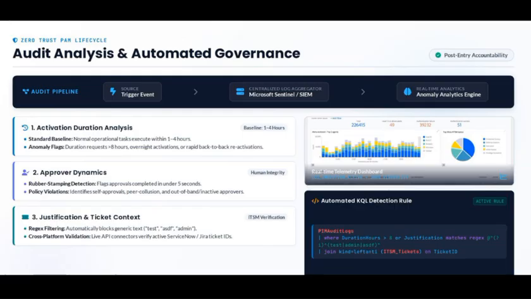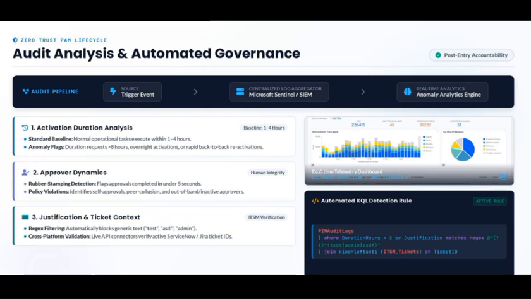To complete the Zero Trust PAM lifecycle, we must address what happens during and after an elevated session, audit analysis, and continuous governance. While conditional access and PAWs control the front door, log analytics ensure full post-entry accountability and anomaly detection. Every PIM activation and administrative session generates real-time audit telemetry.